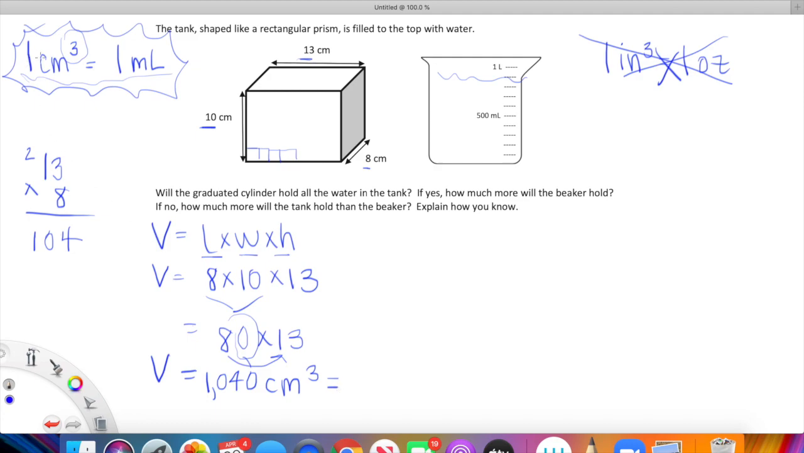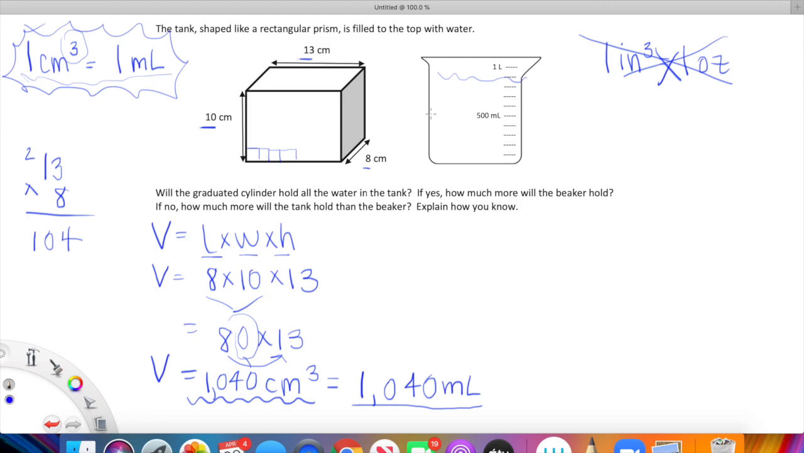But don't forget that 1 cubic centimeter is equal to 1 milliliter. So the volume also is 1,040 milliliters. So if we were going to pack that tank with centimeter cubes, we would be able to fit 1,040 centimeter cubes. If we wanted to fill that tank with water, we would be able to fill that tank with 1,040 milliliters of water.